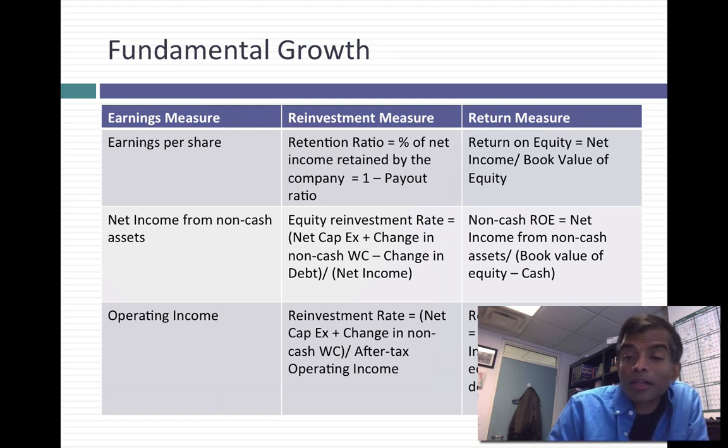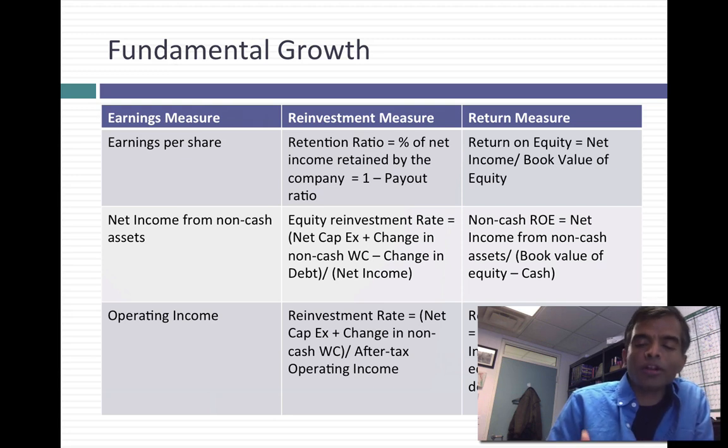So it can make a big difference for companies like Apple, which have a lot of cash in their balance sheet. With operating income, your measures of reinvestment and return also change subtly. Your reinvestment rate now will be your net capex and change in working capital. So don't net out debt because you're looking at the total reinvestment. But now you're going to look at it as a percentage of after-tax operating income, not net income.